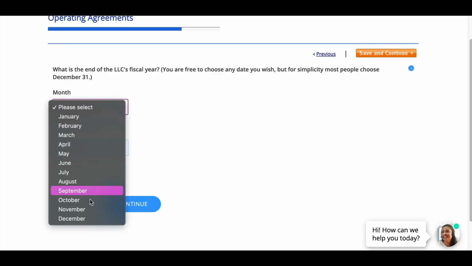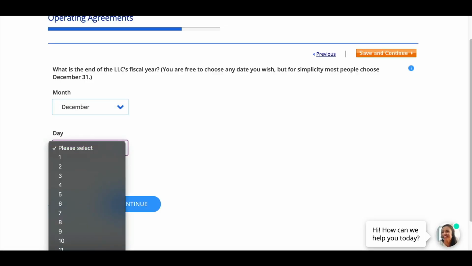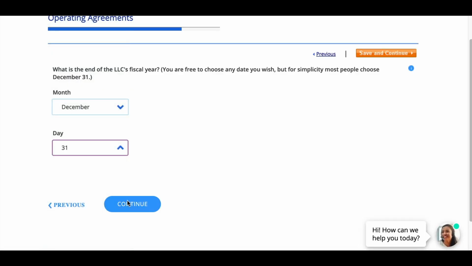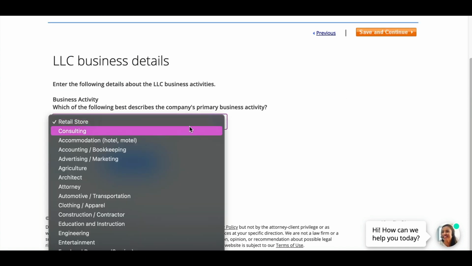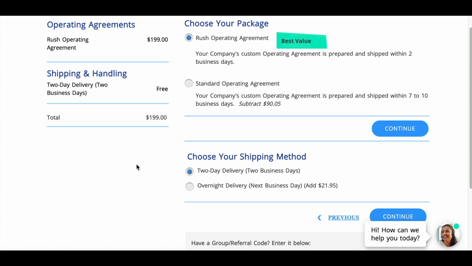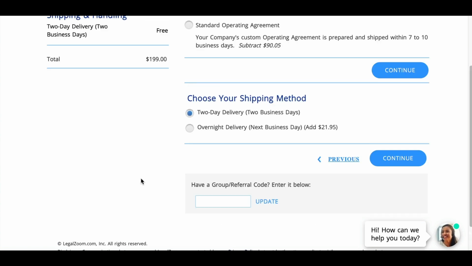The end of the fiscal year is December 31st, which is usually what you're going to do, but not always. A business activity, whatever, we're going to do consulting. It says the rush is the best value, which I highly disagree. It'll be prepared and shipped within 2 business days. They're going to ship it as a paper?